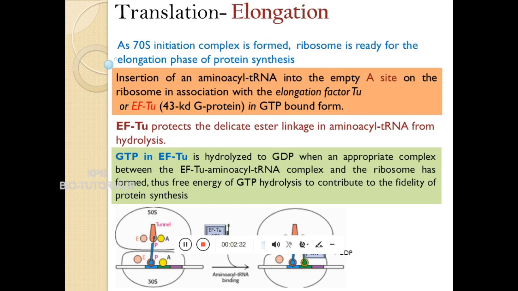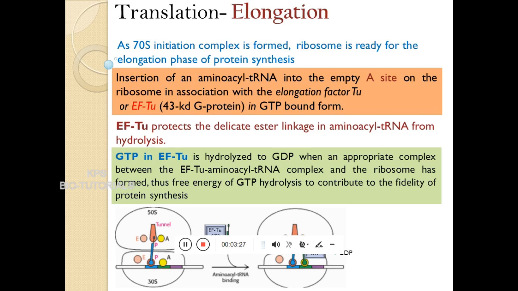After the initiation, the initiator amino acid tRNA, that is the fMet tRNA with methionine, will be bound at the P site or the peptidyl site, and the A site will be free. Now during elongation, an amino acid tRNA will be bound to the A site. This amino acid tRNA is brought to the A site by an elongation factor, namely EF-Tu, like the initiation factors IF1, IF2 and IF3. Here in elongation also there are elongation factors which help the process.